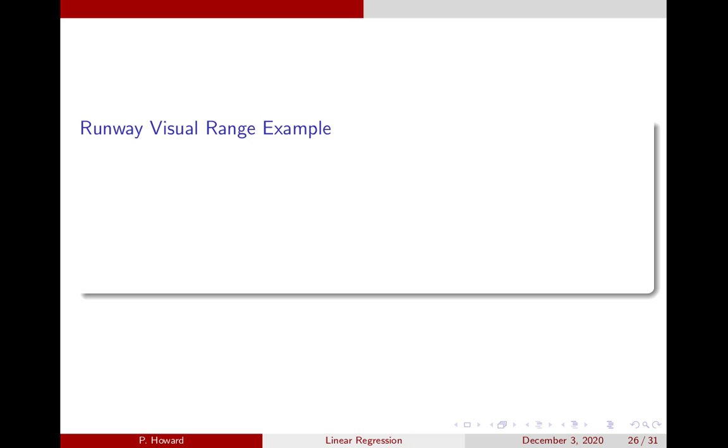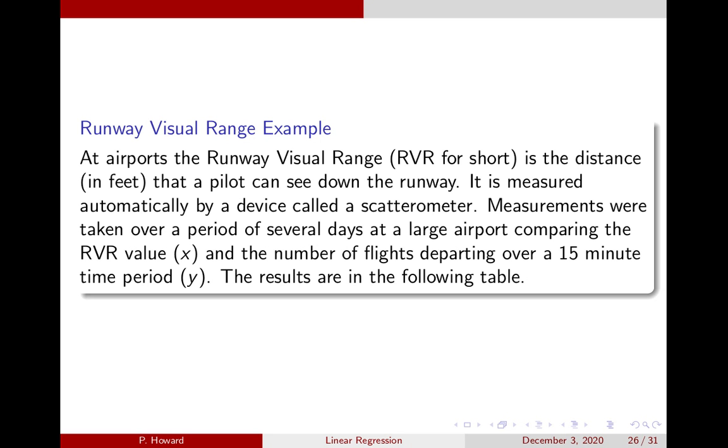And now one final example. An example having to do with the runway visual range. A brief explanation. So at airports, the runway visual range, which is RVR for short, is the distance in feet that a pilot can see down the runway. It's measured automatically by a device called a scatterometer.